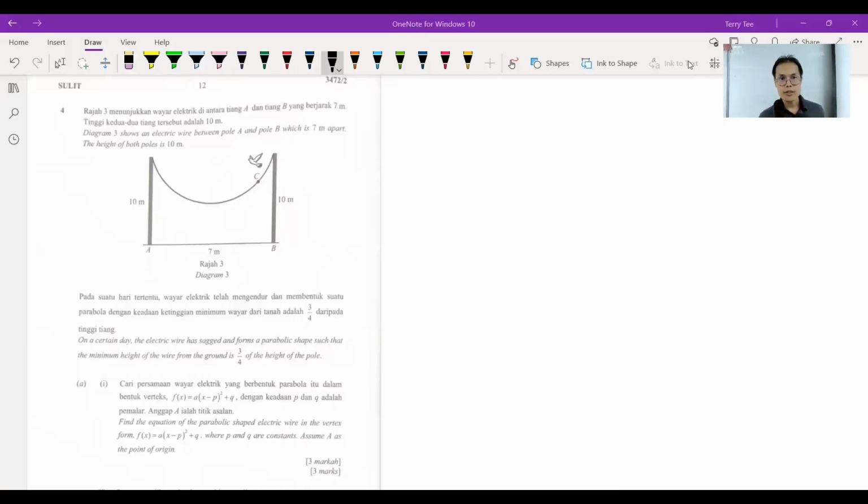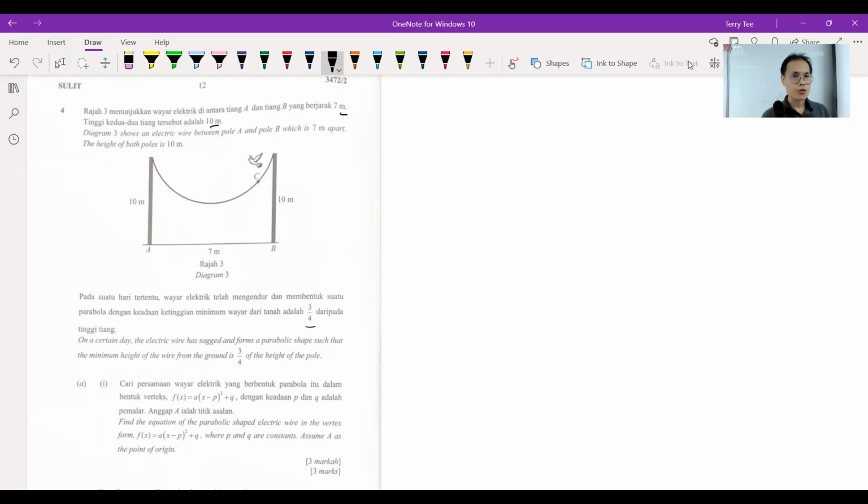Okay, question number 4. This is from the chapter Quadratic Functions, Form 4 chapter 2. Raja menunjukkan wayar elektrik di antara tiang A dan tiang B yang berjarak 7 meter. Tinggi kedua-dua tiang adalah 10 meter. Pada suatu hari tertentu, wayar elektrik telah mengendur dan membentuk suatu parabola dengan keadaan ketinggian minimum wayar dari tanah is 3 over 4 daripada tinggi tiang.